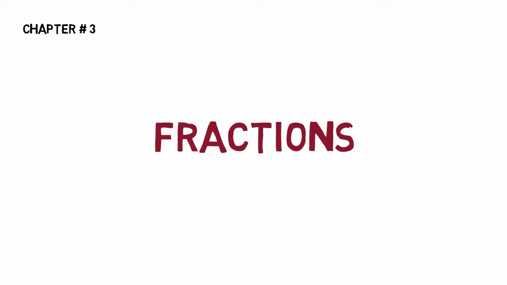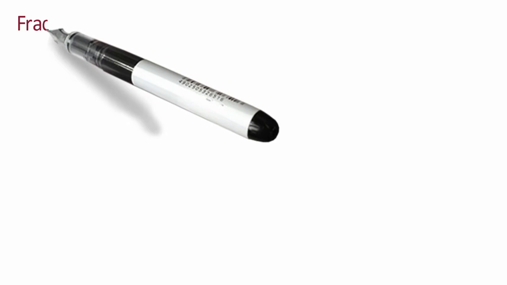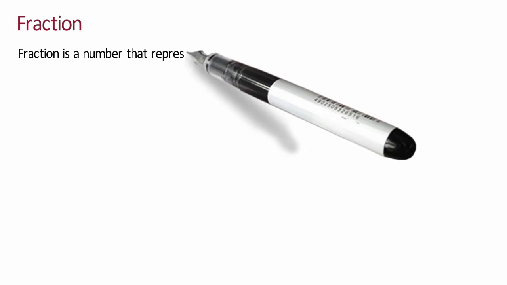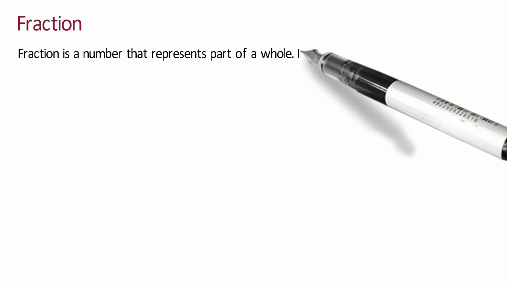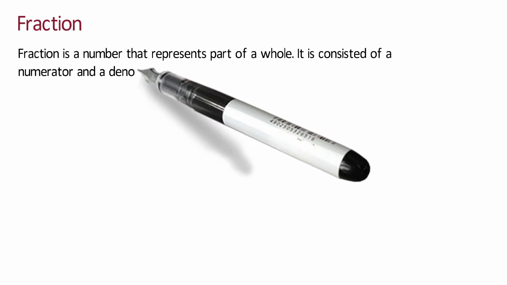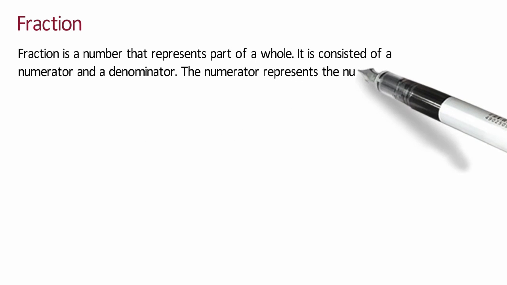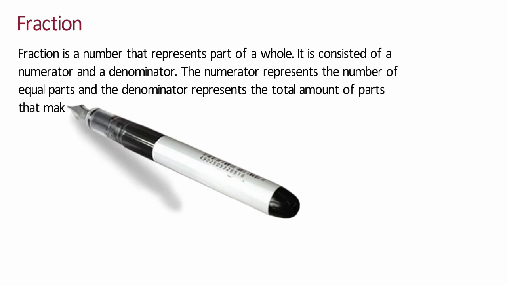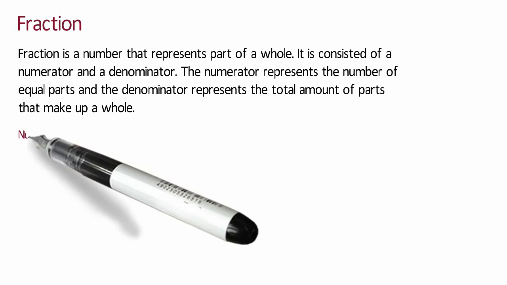Fractions. A fraction is a number that represents part of a whole. It consists of a numerator and a denominator. The numerator represents the number of equal parts, and the denominator represents the total number of parts that make up a whole.